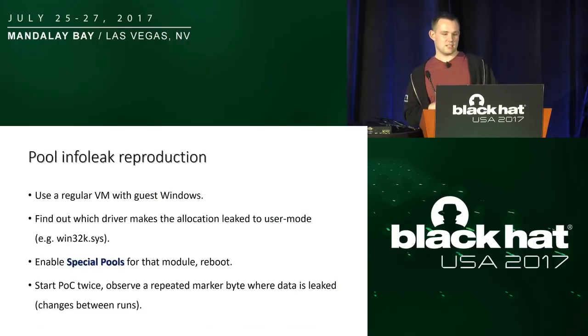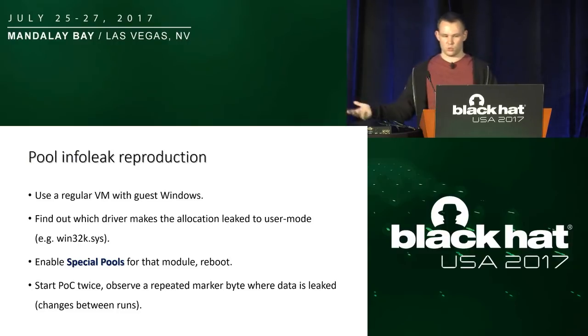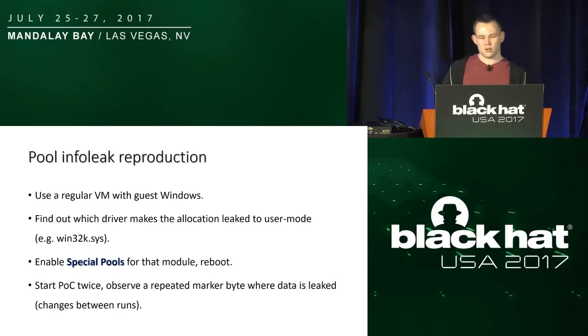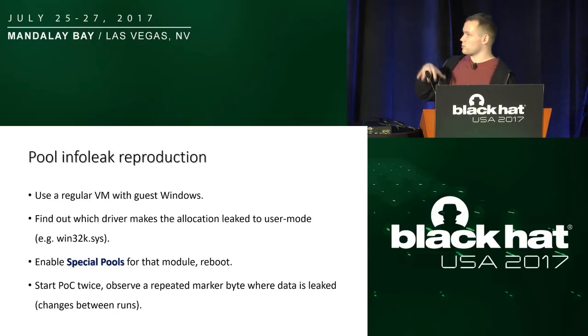Once we detect these bugs, we want to reproduce them, of course. And this is another important problem that we have to look into. So in order to reproduce the pool infoleaks, I used a regular VM to make sure that this bug is not specific to Bochs, but also occurs in a normal environment. I just found out which driver was making the allocation that is being leaked to user mode, and I already had this information from the metadata.